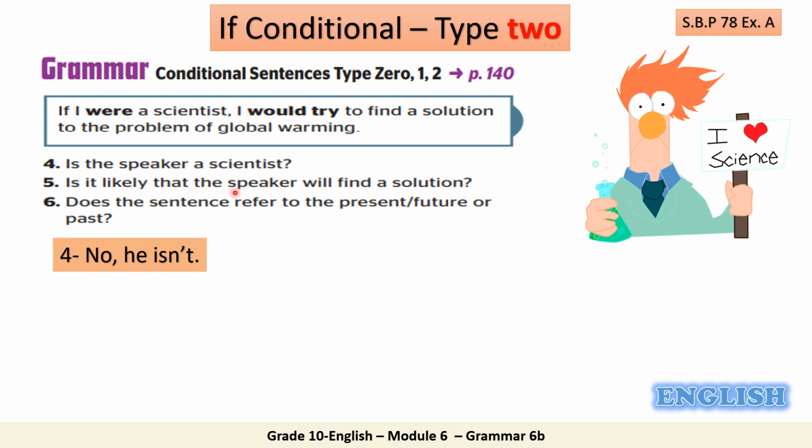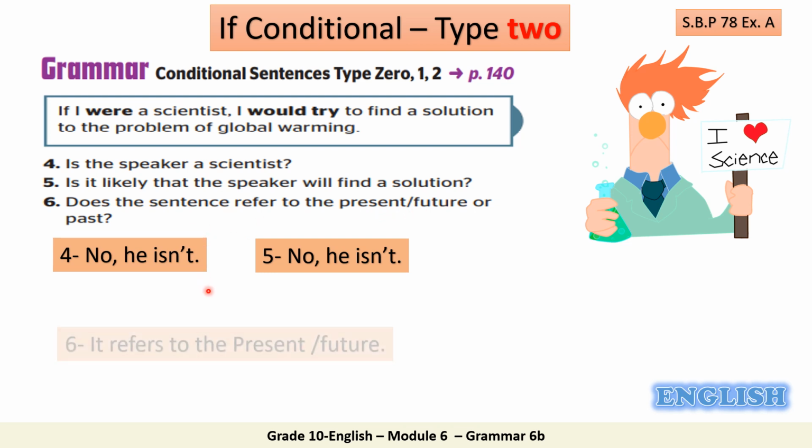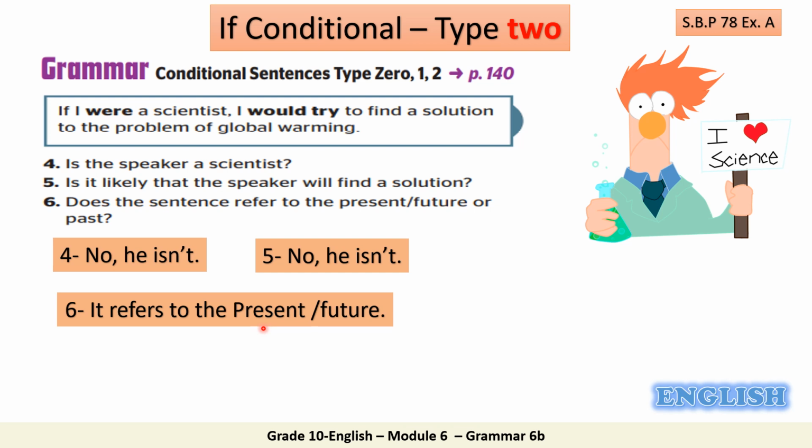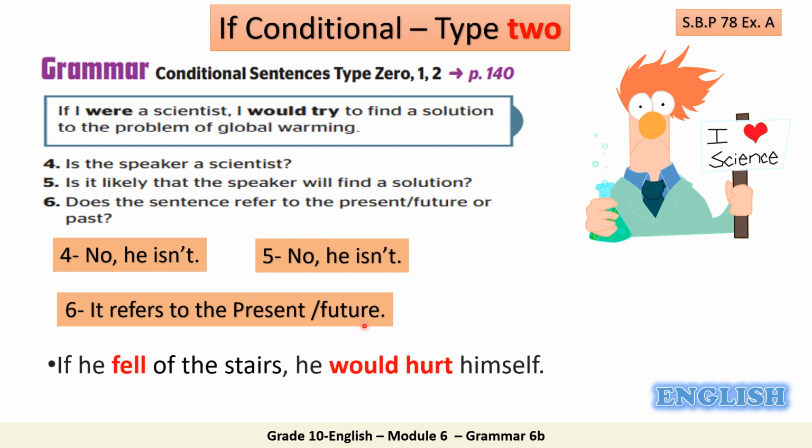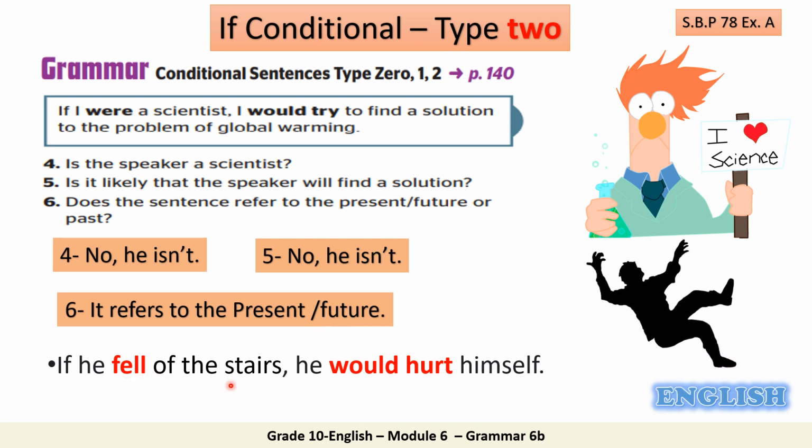Is it likely that the speaker will find a solution? So, can you say the answer? No, he isn't. Since he is not a scientist, he can't find a solution. And question number 6. Does the sentence refer to the present and future or to the past? It refers to the present and the future. Now, let's read one more sentence. If he fell off the stairs, he would hurt himself.